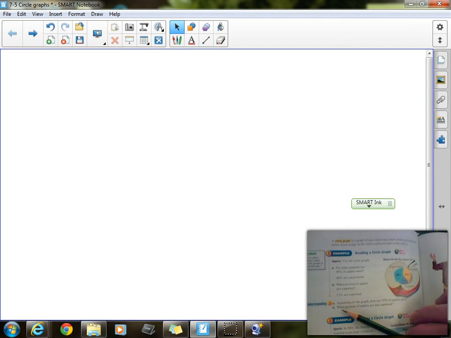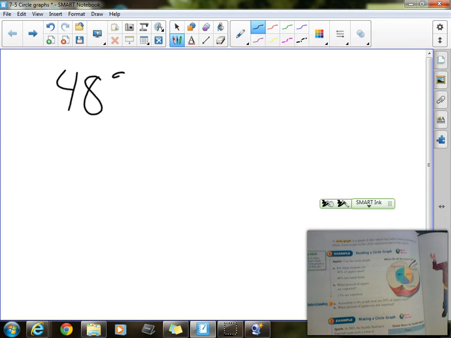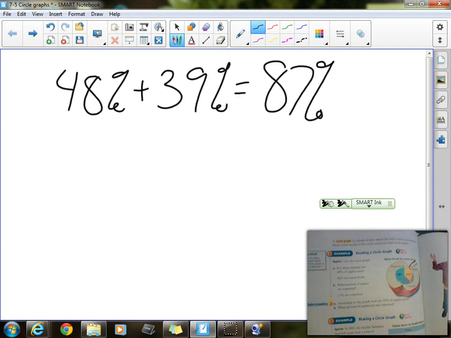Next question. What percent of the apples are not exported? Well, we see in this chart that 13% are exported, so that would mean everything else in that chart is not going to be exported. So, by doing some simple addition, 48% plus 39%, we see that it equals 87%. So, the answer to part B is going to be 87. So that, very simply, is reading a circle graph.